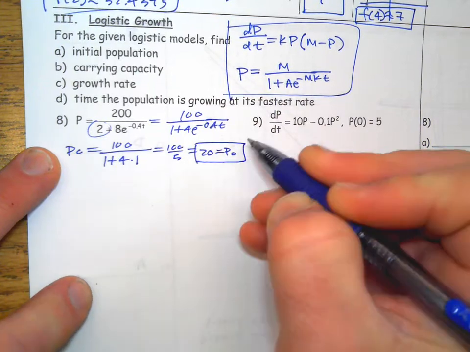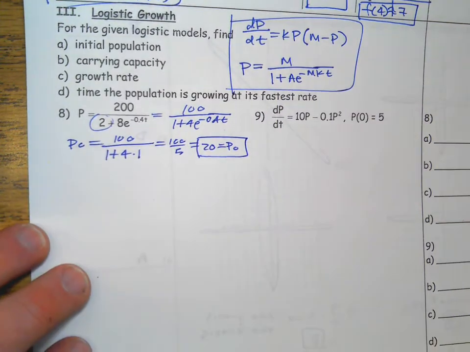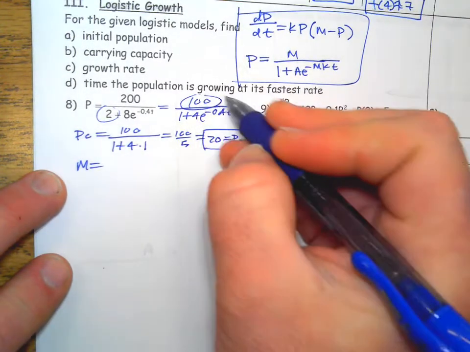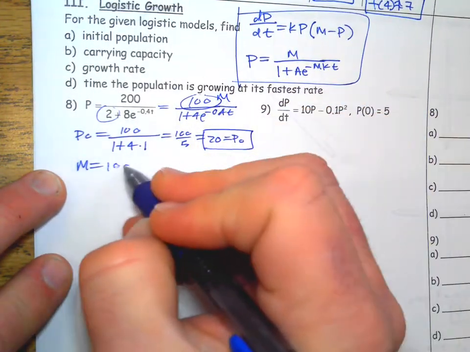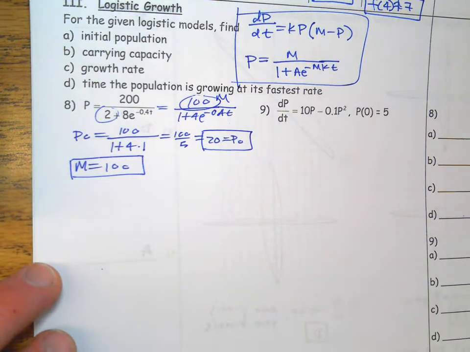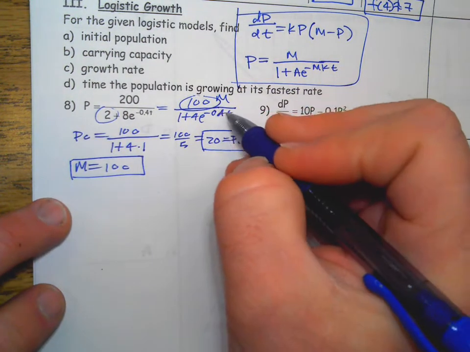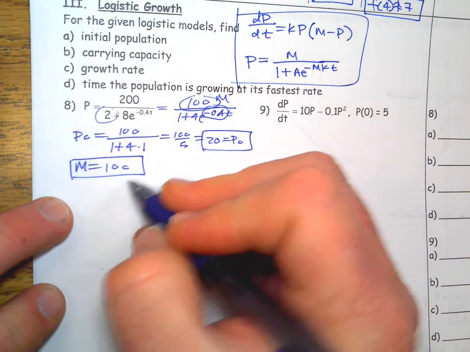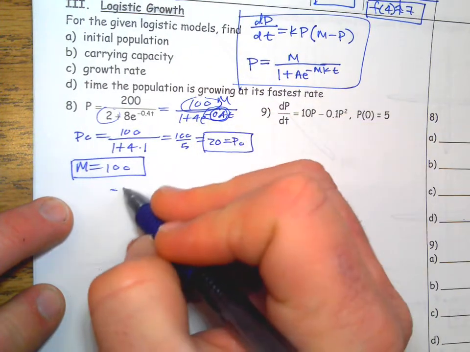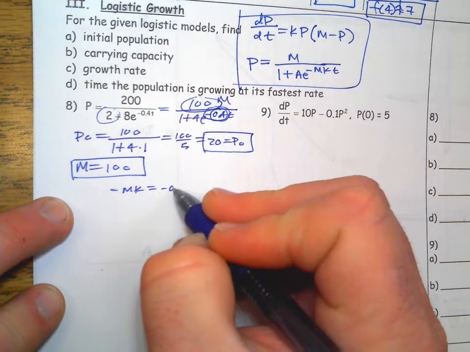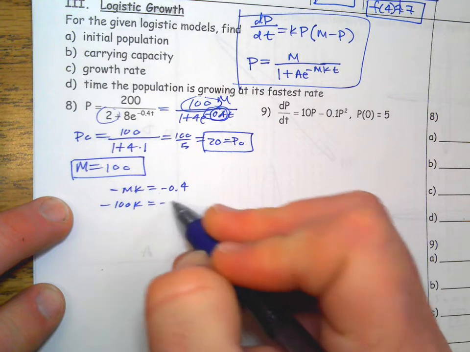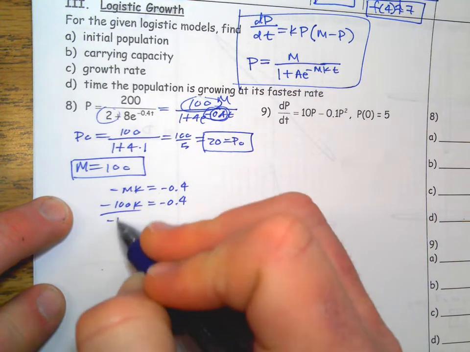So I mean that's easy. And then the carrying capacity is the thing on the top, right? So that's done. And the K value we get from here, because that's going to be negative MKT. So this number right here, negative MK equals negative 0.4. And we just found M was 100. And so then we can solve for K.